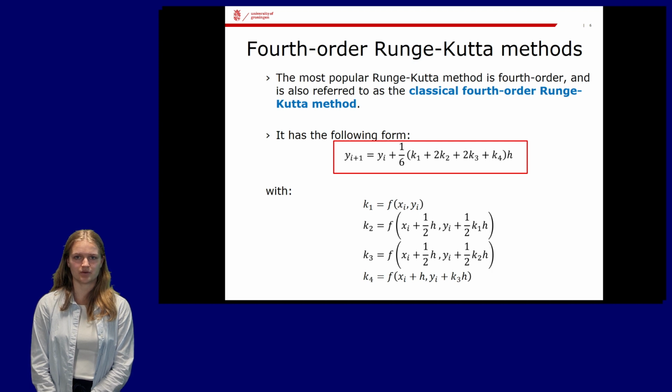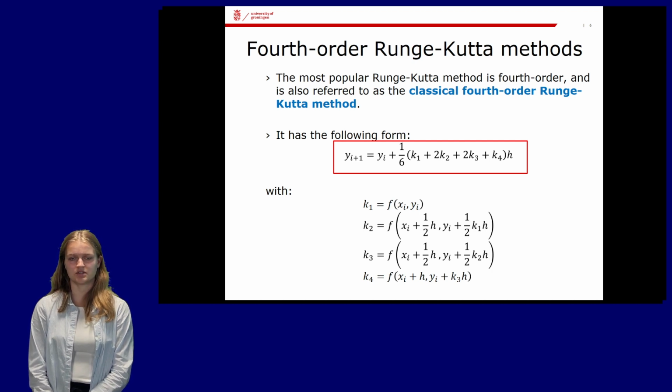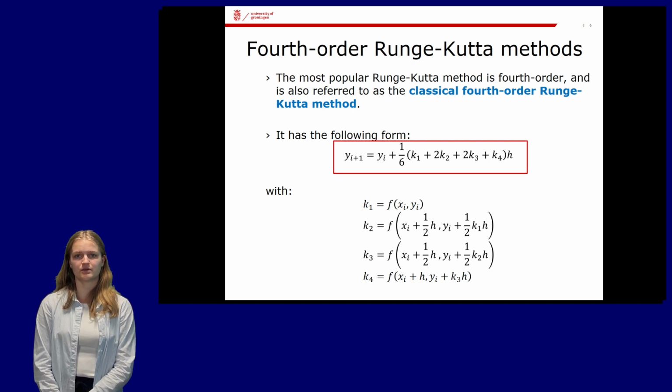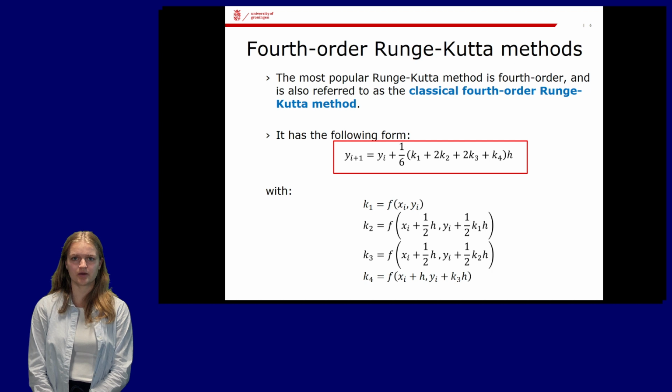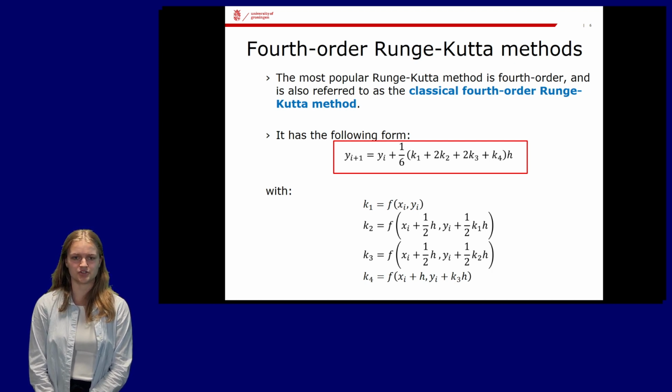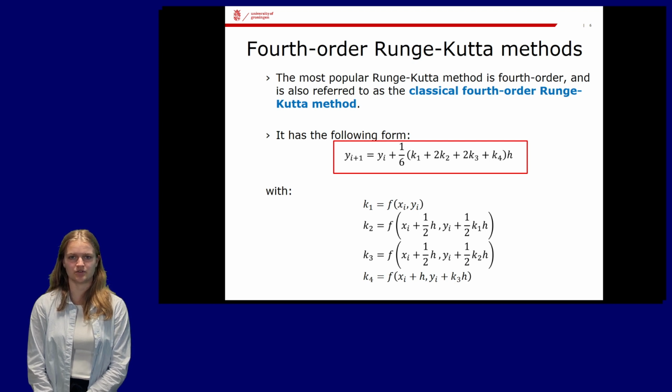And these values are given with these expressions. So k1 is just f of xi and yi. Then k2 and k3 are these functions evaluated at intermediate points in the interval. And k4 is the function evaluated at the end point of the interval.